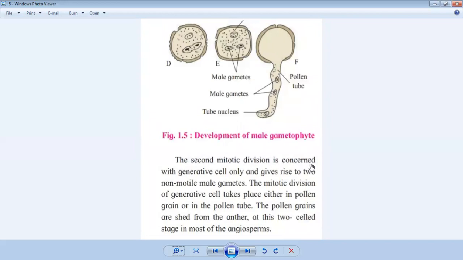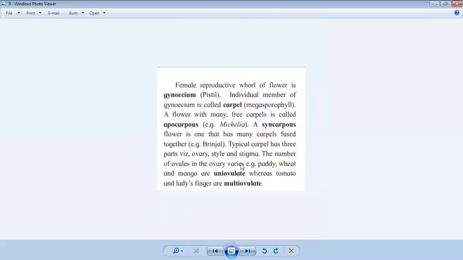The second mitotic division is concerned with the generative cell only and gives rise to two non-motile male gametes. The mitotic division of the generative cell takes place either in the pollen grain or in the pollen tube. The pollen grains are shed from the anther at this two-celled stage in most angiosperms. So let's talk about the next part, that is the ovule.